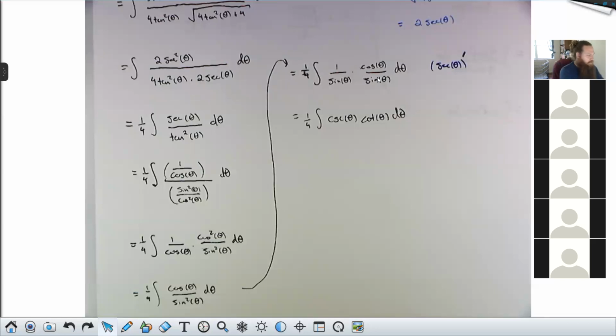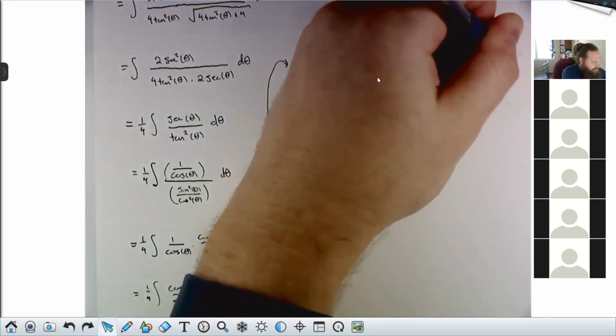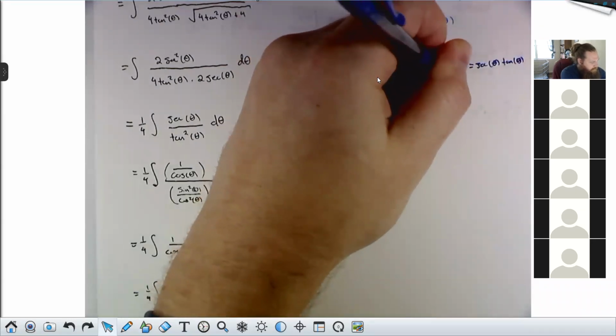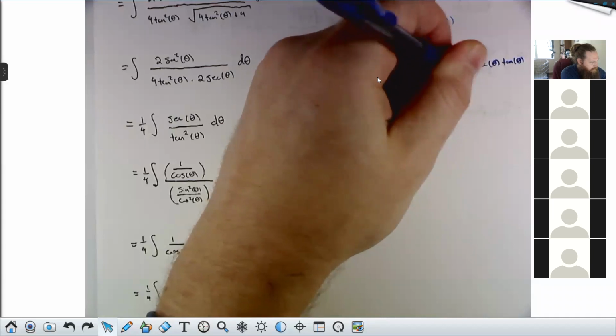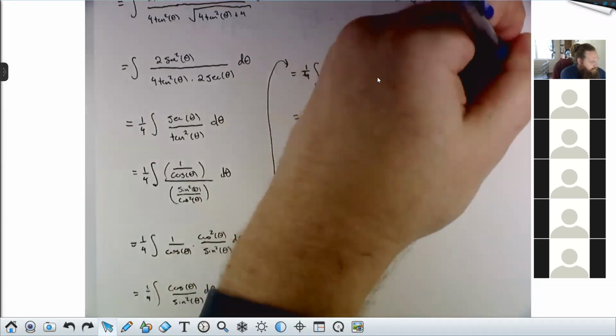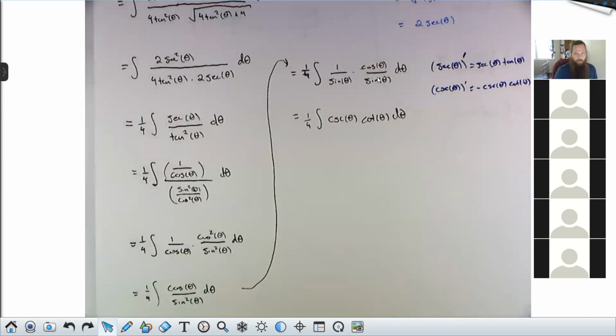Same thing will work here. I know the derivative of secant theta is secant theta tangent theta. So the derivative of cosecant theta is negative cosecant theta cotangent theta, which means that the integral of cosecant cotangent is negative cosecant.